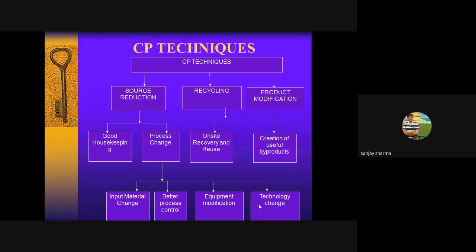Then coming to recycling: on-site recovery and reuse, and creation of useful byproducts from waste material. There are many cases where we have utilized this; even the fly ash from the plants is being utilized in cement manufacturing.